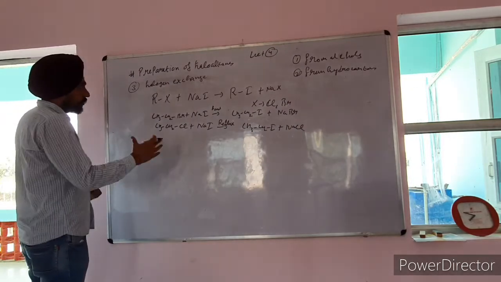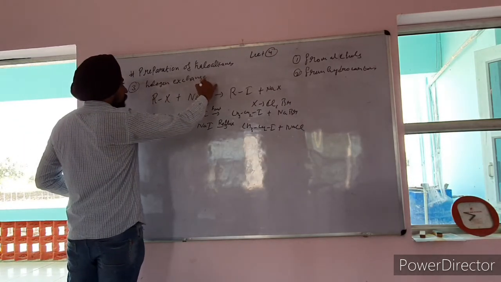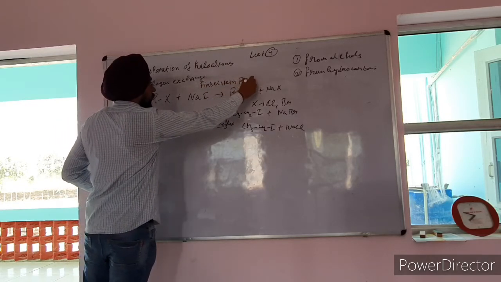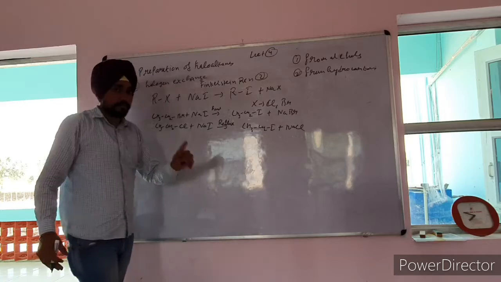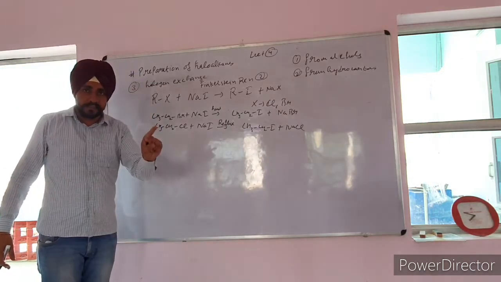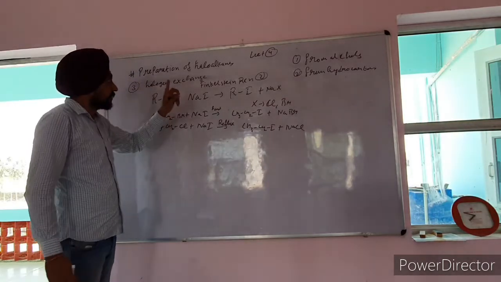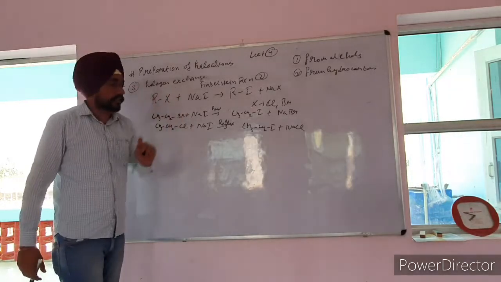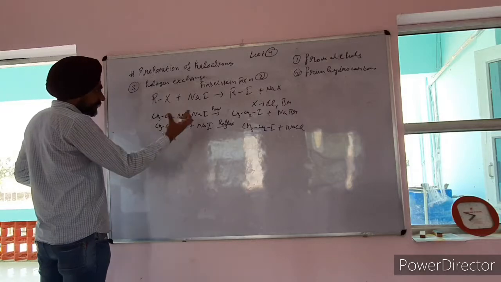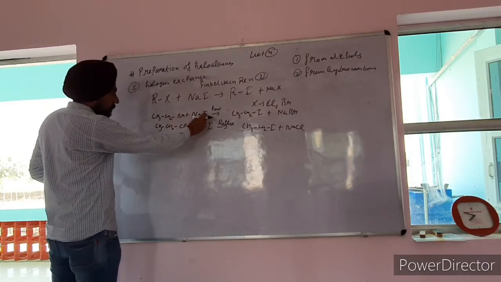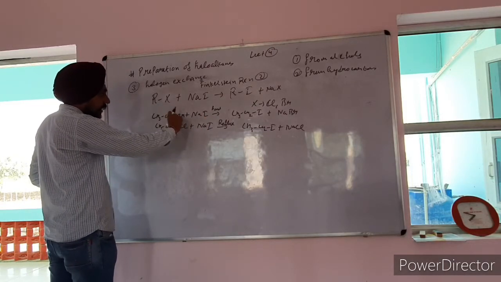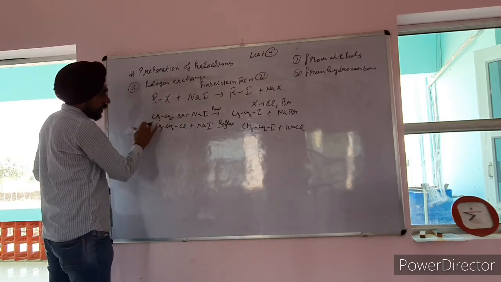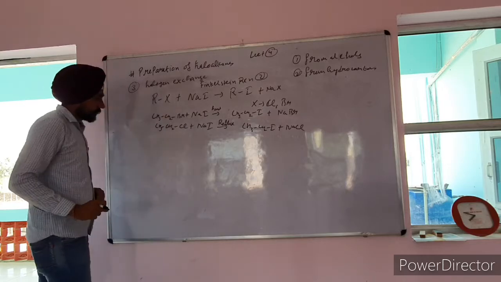First of all, this reaction is known as the Finkelstein reaction, and it is the second naming reaction. The first naming reaction was Gattermann, and this is the second naming reaction, the Finkelstein reaction. In the Finkelstein reaction, the iodine replaces the lower halogen atom on the alkane, or we can say the hydrocarbon, with the help of sodium.